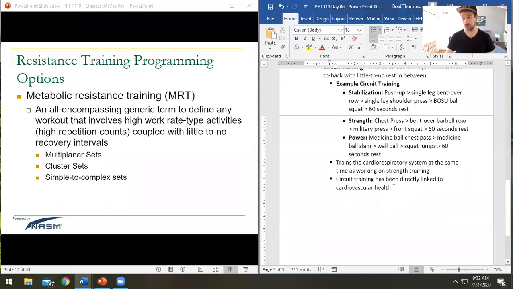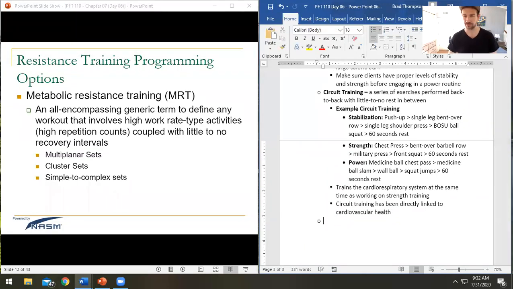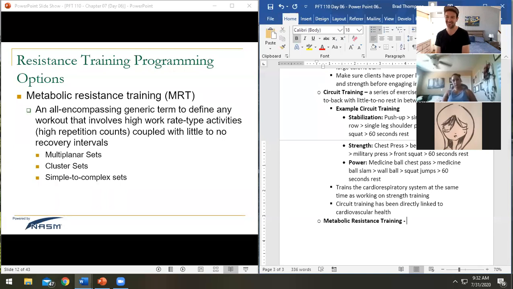Okay, so now we got some other fun stuff. This is one that you guys haven't heard before, which is going to be metabolic resistance training. This is as close as NASM gets to CrossFit. This is where the two worlds kind of come together. Maybe not necessarily just CrossFit, but group exercise. I really like metabolic resistance training just because it's so creative and fun compared to some of our traditional circuit training. So a lot of this is just going to be some fun variations.